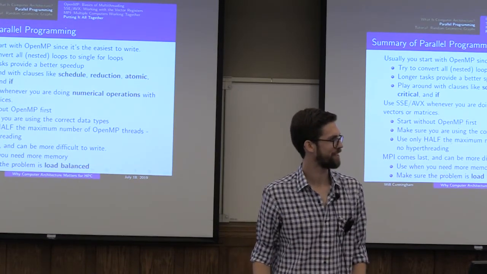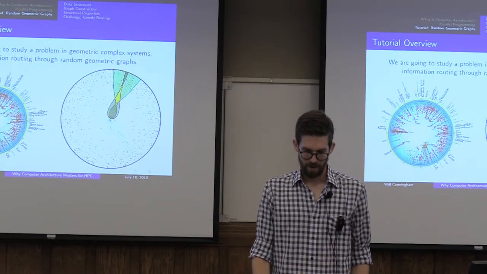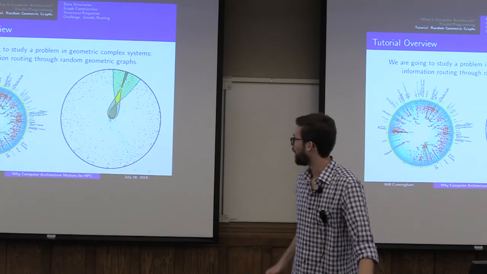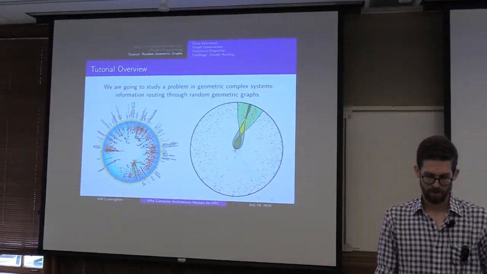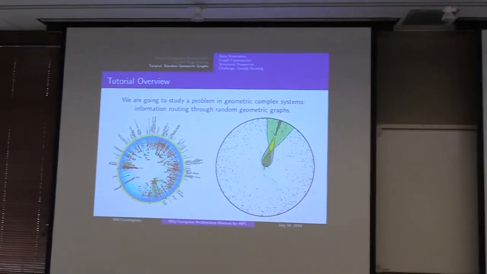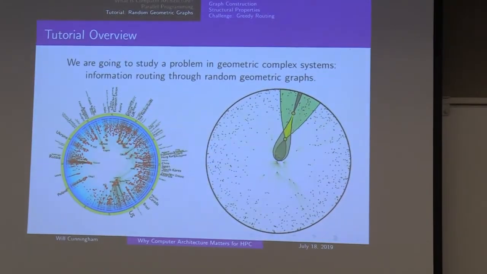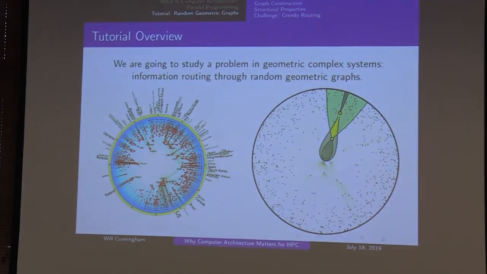Okay, any more questions so far? Okay. So for the tutorial, it's going to be a little bit self-guided, but I'll also be able to help. What we're going to talk about is random geometric graphs, and for those who are interested, information routing through these random geometric graphs.